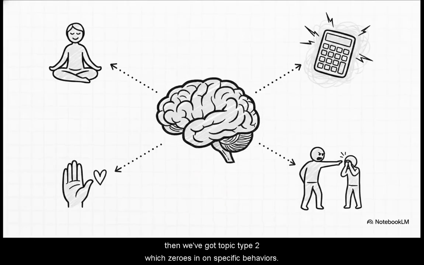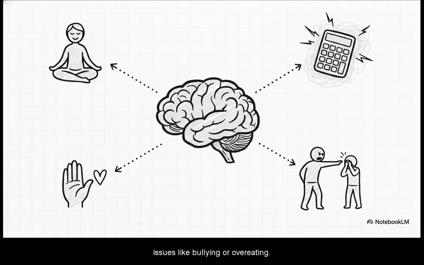Then we've got topic type 2, which zeroes in on specific behaviors. Have you ever wondered about the underlying psychology behind something like math anxiety? Or maybe you want to dive into the hard science of meditation, honesty, or even complex issues like bullying or overeating. Look, if there's a human behavior out there that naturally piques your curiosity, this is your chance to dig into the actual proven science behind why we do the things we do.